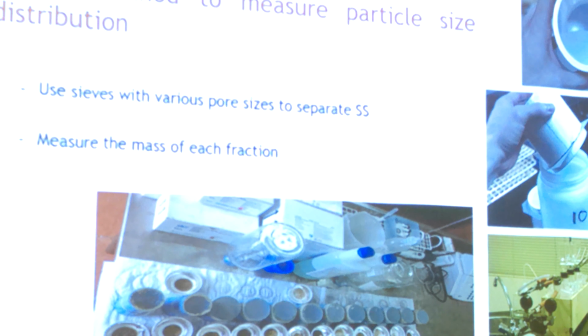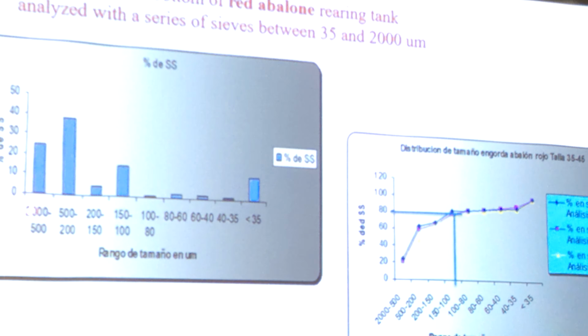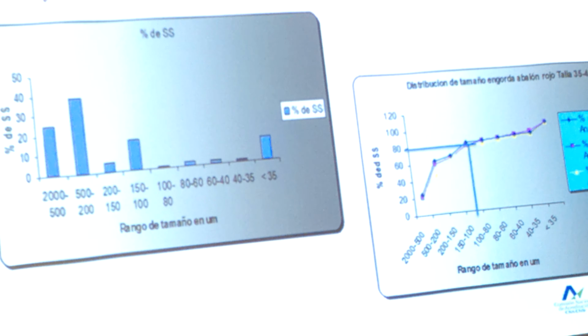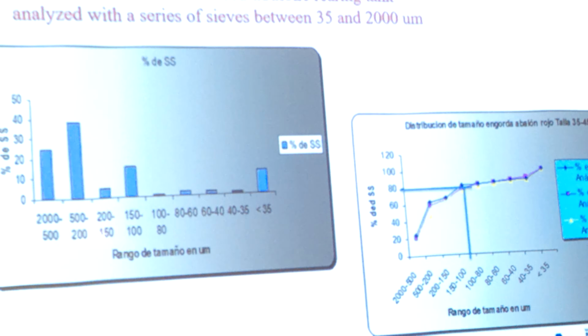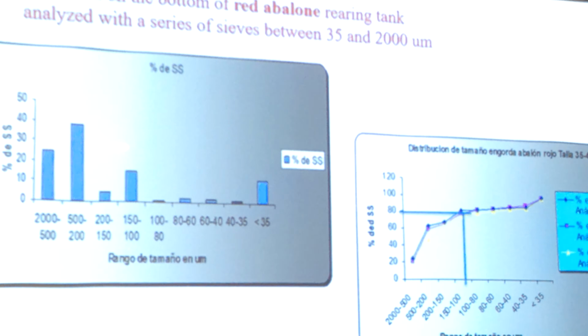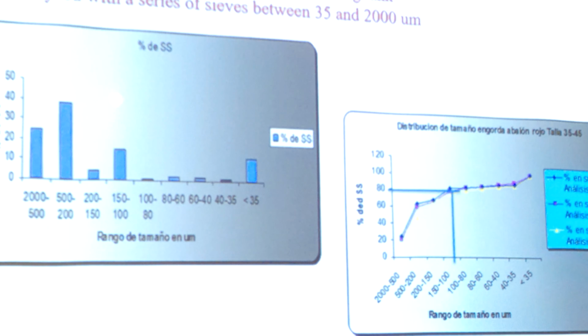We did that with red abalone. In Chile there is also a huge industry producing red abalone and green abalone. We did that research and got these graphs. You can see the percentage of solids between 500 microns and 2,000 microns was about 25% of the sample. Between 200 and 500 microns, it was about 40% of the sample, and so on. With this, we built this graph, which is just an accumulation of those percentages, and we made this curve.